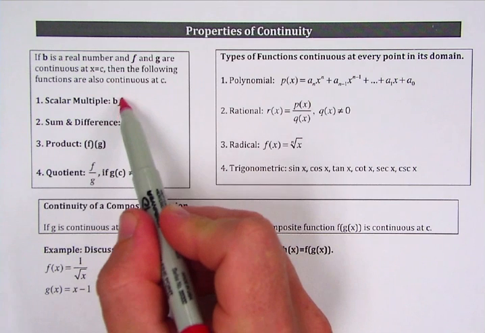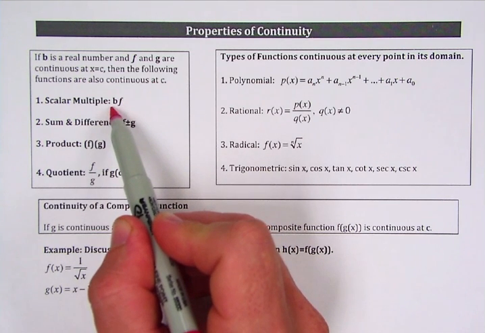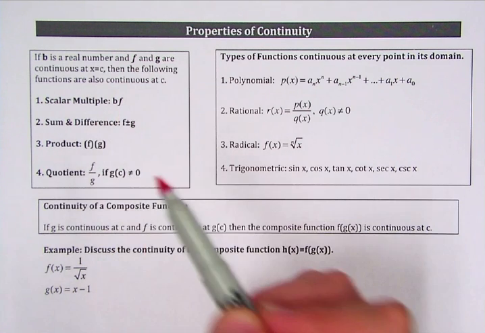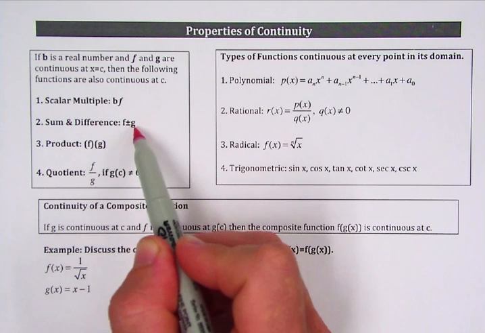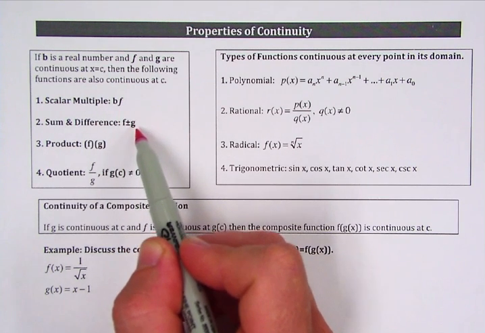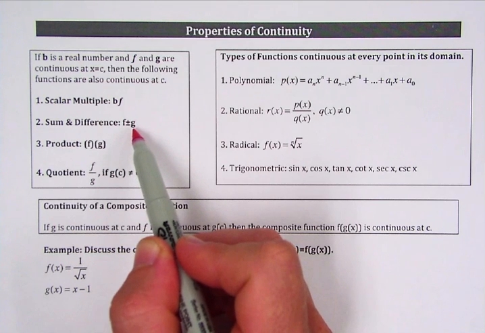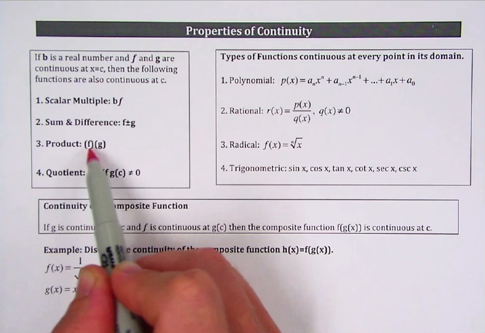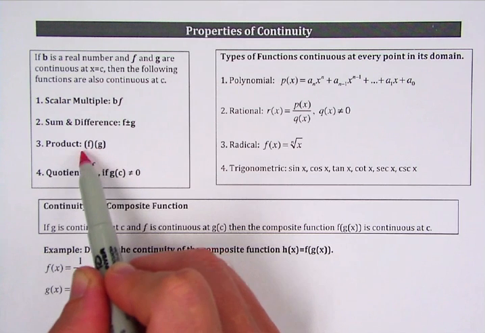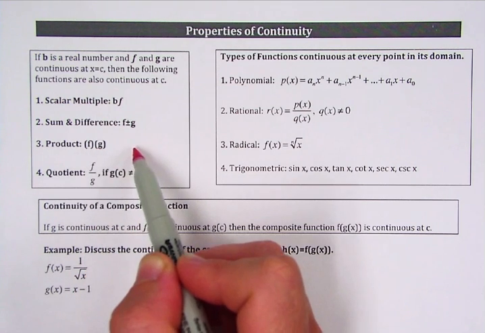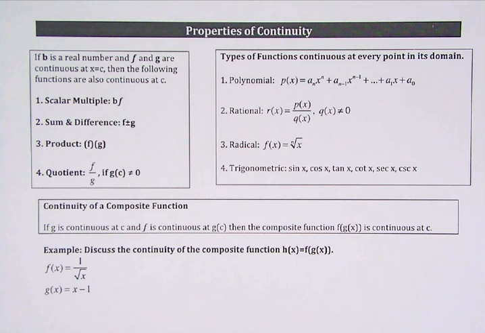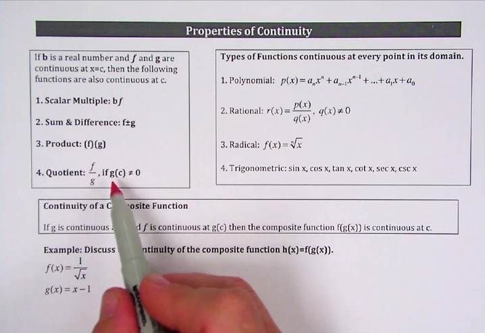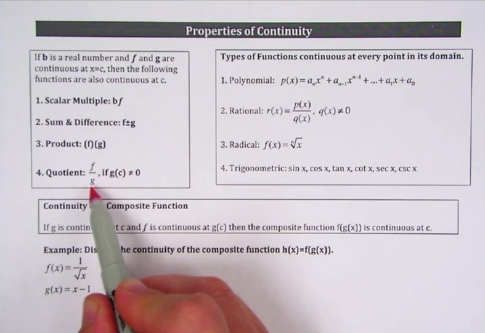So if we have a continuous function that we multiply by a number, we know that it's also going to be continuous at c. If we add the two functions that are continuous at c, well, that function would also be continuous at c. If we multiplied them, same thing. So continuous function at c, continuous function at c, multiply them together, we would still have a continuous function at c. It also works for a quotient, okay, as long as g of c doesn't equal 0.